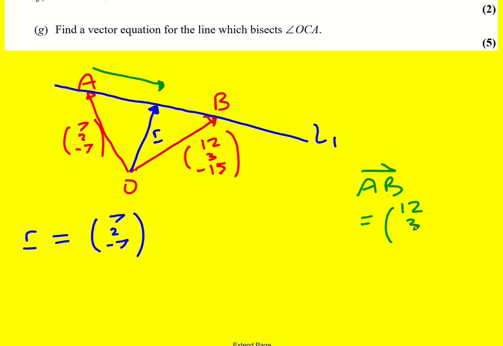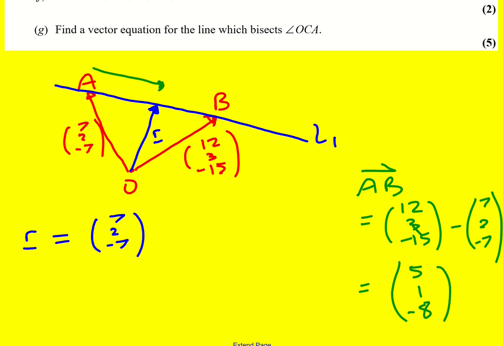So it's (12, 3, -15) minus (7, 2, -7), which gives (5, 1, -8). So we're nearly there. Now we just need to say, hey, we're going to go along some amount of that from A to B. Call that, say, t. And that is our answer.